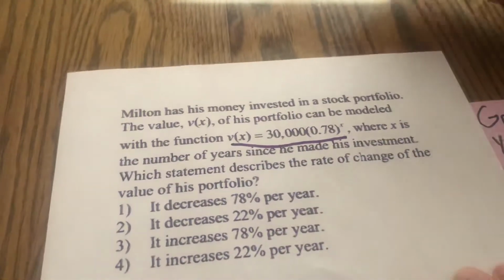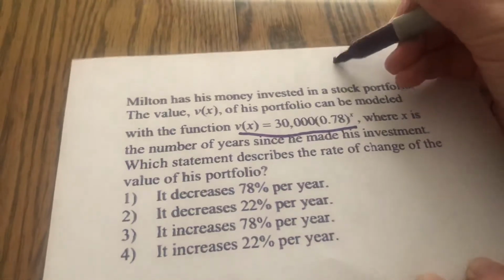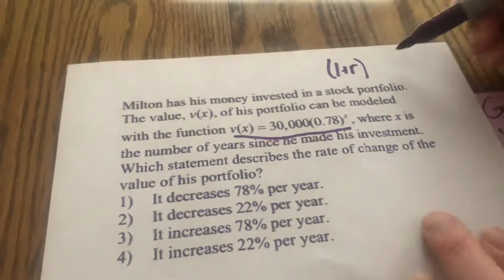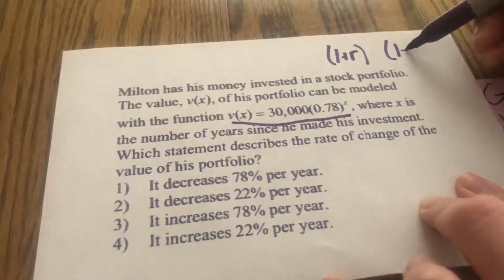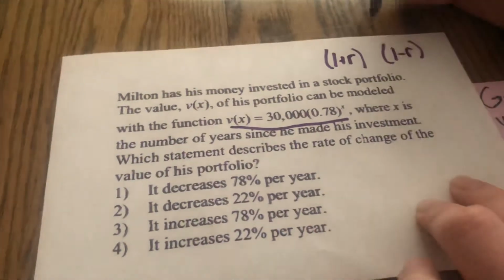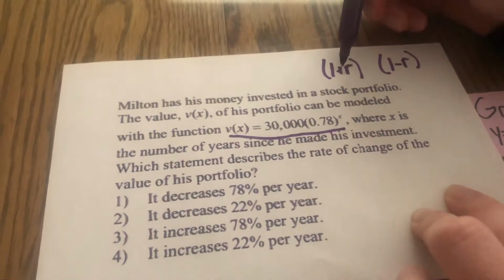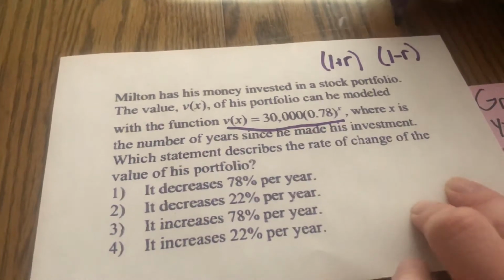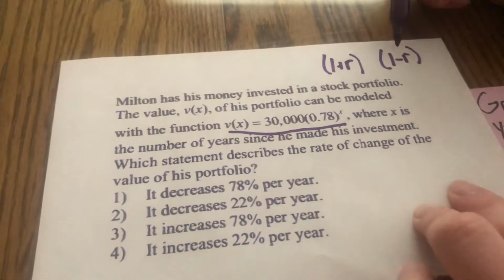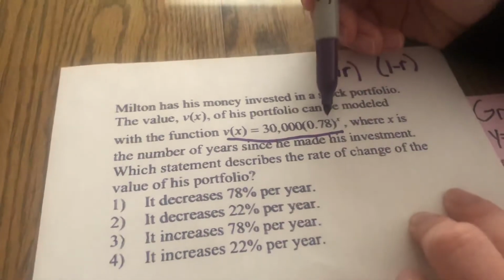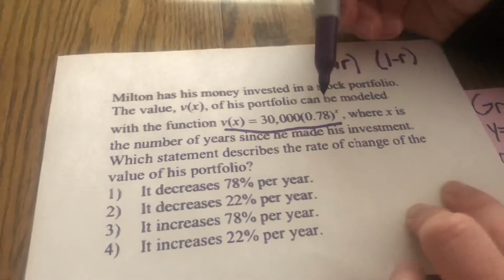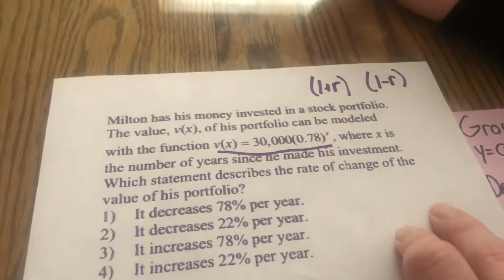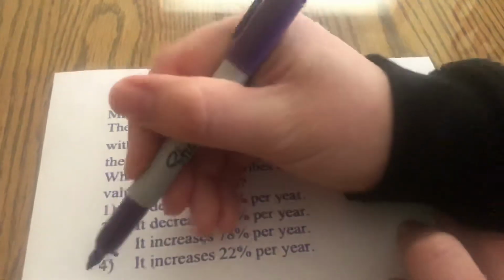If it's a growth, it's 1 plus the rate. And if it's a decay, it's going to be 1 minus the rate. So if it's a growth, the number in our parentheses is going to be bigger than 1. If it's a decay, our number is going to be smaller than 1 in our parentheses because we're subtracting away from 1. Well, this number is smaller than 1. It's 0.78. So it's smaller than 1. That means it's going to be a decay. So I'm going to get rid of my increases.